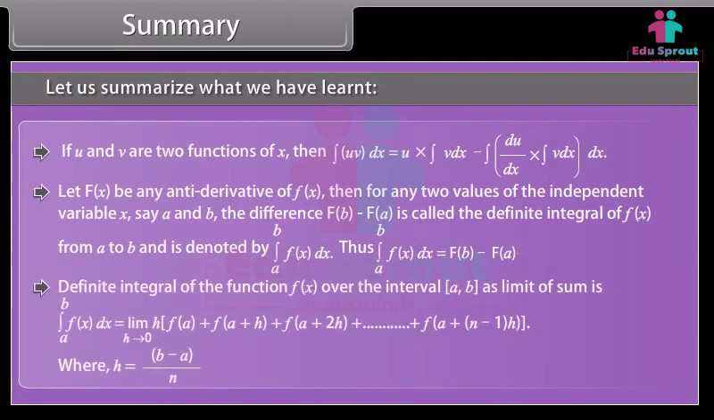The definite integral of the function f(x) over the interval a, b, as a limit of sum, is the integral of f of x with lower limit a and upper limit b with respect to dx, equal to the limit as h approaches 0 of h into f of a plus f of a plus h plus f of a plus 2h plus up to f of a plus n minus 1 into h, where h is equal to b minus a by n.